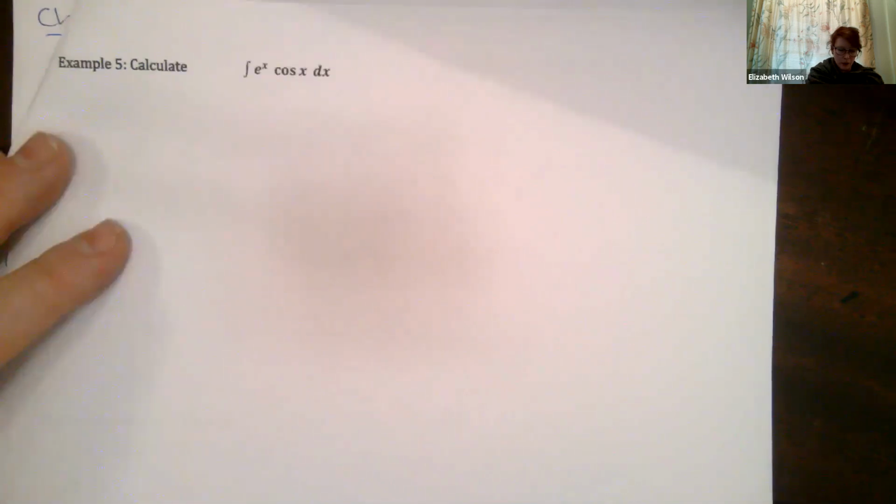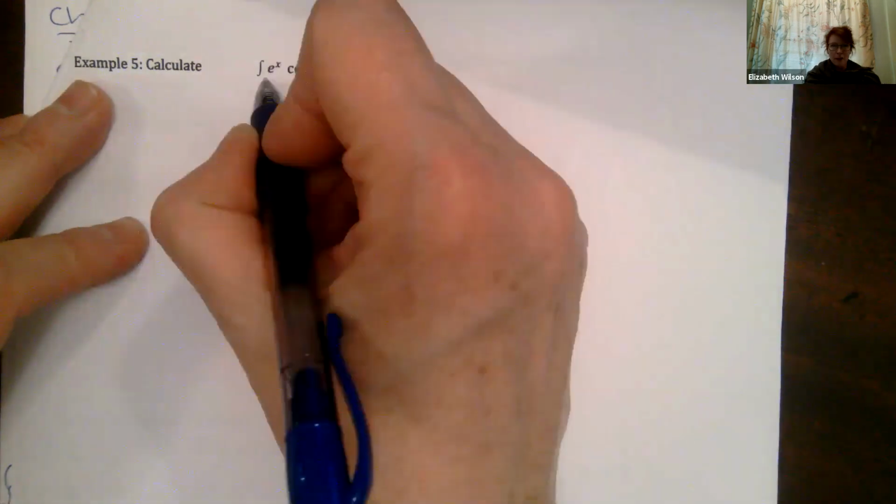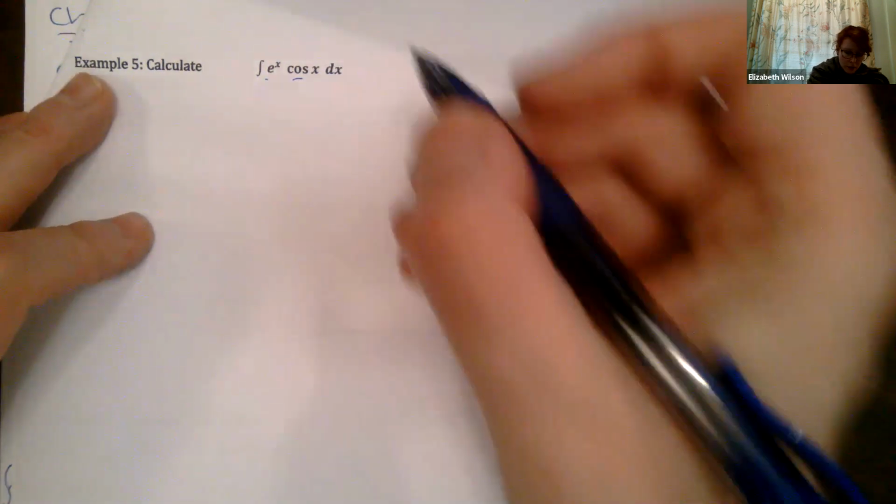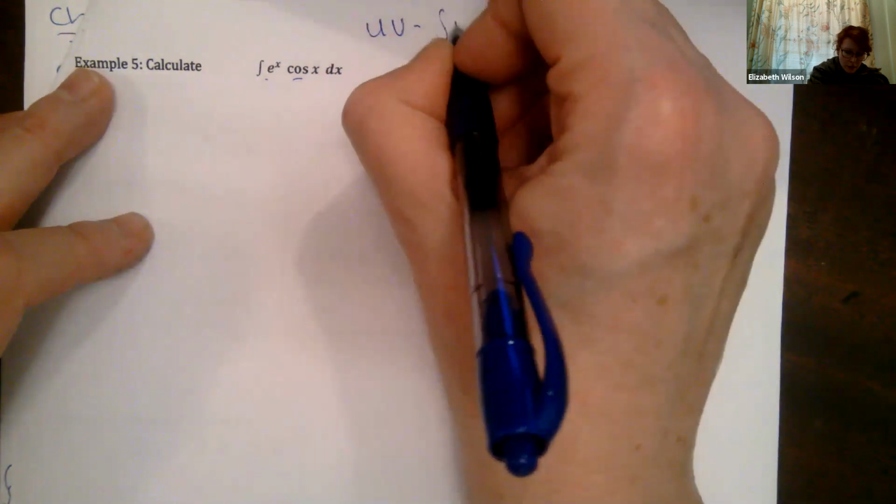Okay, so the integral of e to the x cosine of x dx. I'm going to use integration by parts on this because I've got two functions. I can't just integrate, and I can't do substitution. So I've got uv minus the integral of v du.